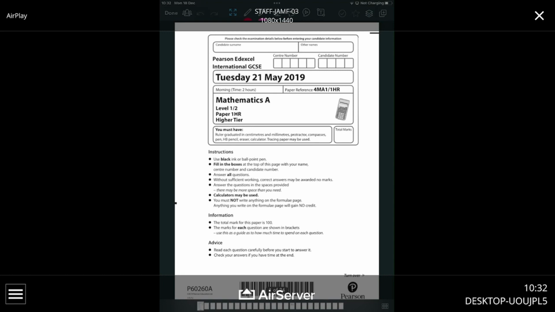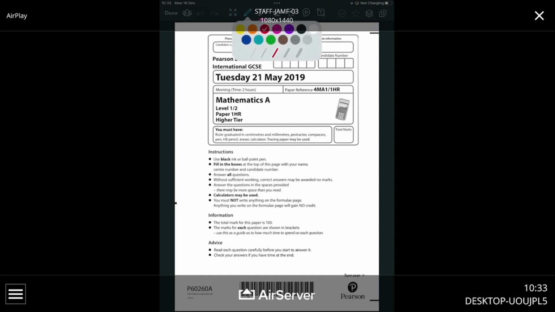This is going to be a full paper walkthrough of the 2019 Paper 1HR for iGCSE Edexcel. As always with these, I haven't looked at the paper beforehand, and this is intended to be as much of a first view as possible, to try and give you the best impression of how to tackle one of these papers successfully.